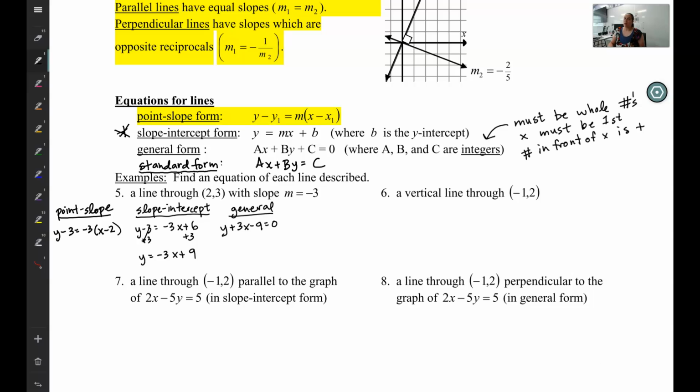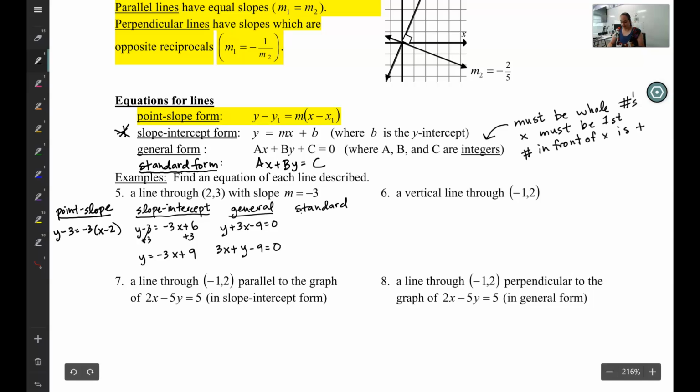And don't forget, your x needs to go first, and it needs to be positive. So we're going to do 3x plus y minus 9 equals 0. Double check all our rules. No fractions, check. X goes first, check. X is positive, check.